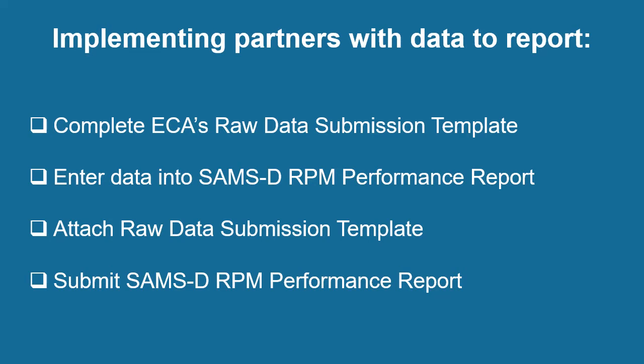The second scenario is that an implementing partner did have participants complete their program between April 1st and September 30th for an award. In this case, you will need to prepare your mode data and complete the SAMSD RPM performance report. This includes transferring your clean survey data to the raw data submission template, entering the aggregate data into the RPM performance report, attaching the raw data submission template, and submitting your SAMSD performance report. We're going to walk through each of these steps now.